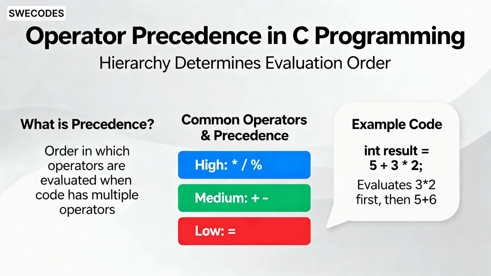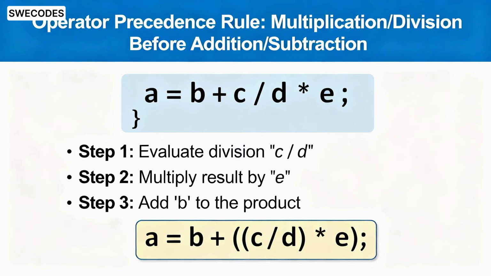Now here's where many beginners, and even pros, get tripped up: precedence. When your code has more than one operator, C needs to know which one to do first. That's where precedence comes in, the hierarchy that decides the order of evaluation. Here's the rule of thumb: multiplication, asterisk, and division, forward slash, come before addition, plus, and subtraction, dash. So this line, a equals b plus c slash d asterisk e, is evaluated as if you wrote a equals b plus c slash d asterisk e. It's not left to chance, it's the compiler following strict rules.